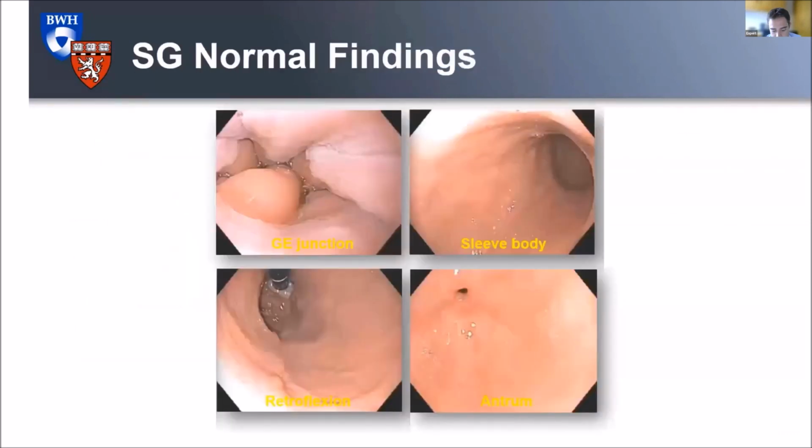Here's what we see on an endoscopy of patients with sleeve gastrectomy. You want to pay attention to the GE junction. On the right upper corner, you see this is the sleeve body, and you can tell this is a sleeve gastrectomy anatomy because of the staple line along the greater curvature. In some cases, you might be able to do a full retroflexion to look at the GE junction, and you want to pay attention to the hiatal hernia and flap valve grade. Additionally, in the antrum, this is where you want to look for any bile reflux.